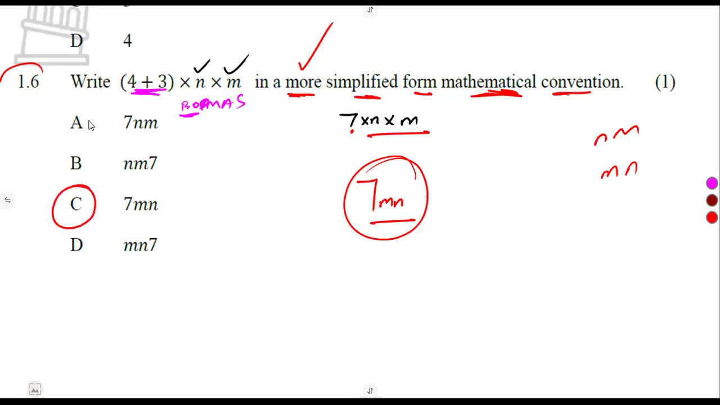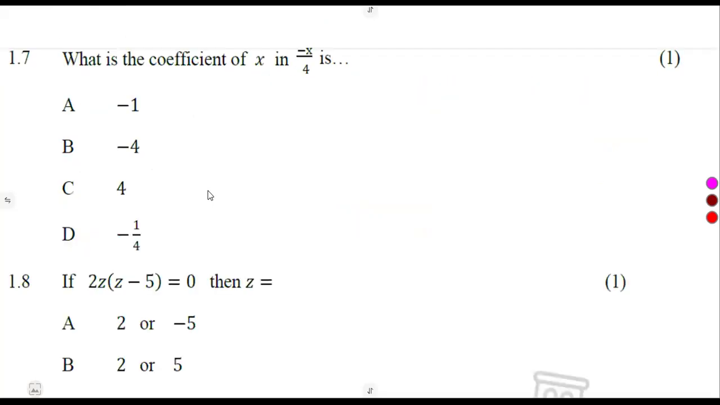Number 1.6, A is not wrong. B is not wrong. D is not wrong in terms of just a simplification. They are all correct. But when we go to this statement where they said more simplified form, this one becomes the best answer. All right. So that is it, guys. Let's move on to another part, which is 1.7.